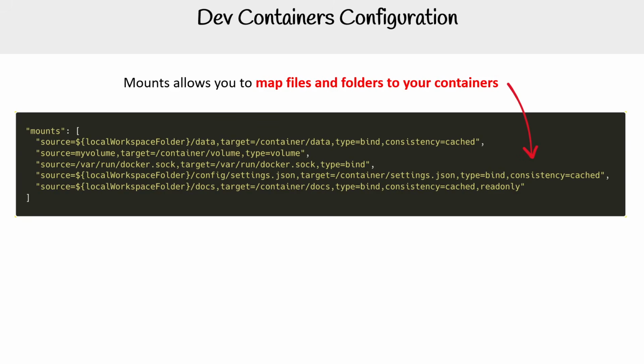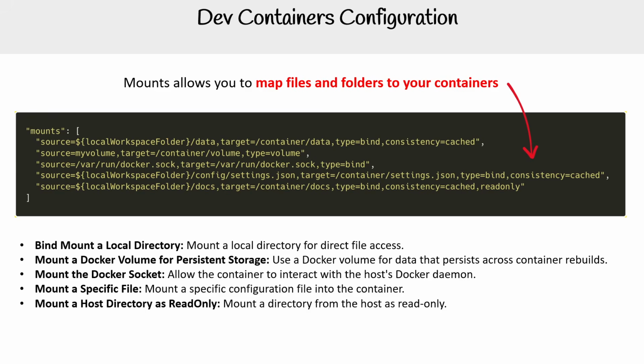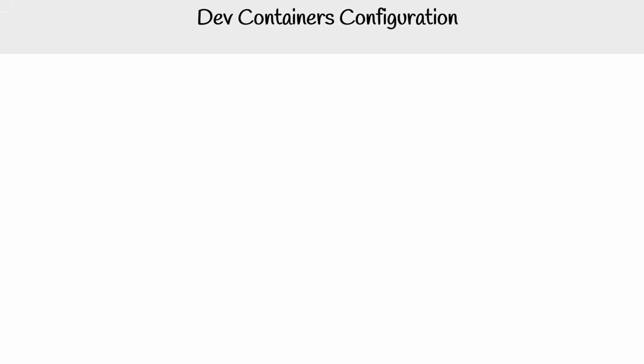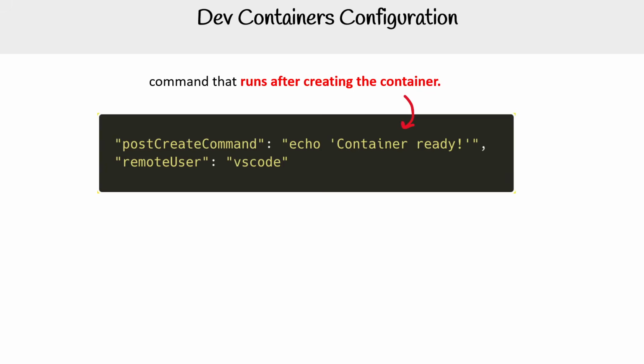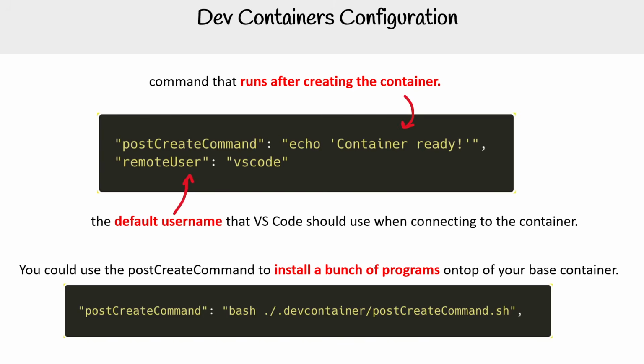So we'll take a quick look here at some of the options. We can bind mount a local directory, mount a Docker volume for persistent storage, mount the Docker socket, mount a specific file, or mount a host directory as read only, okay? The command that runs after creation is the post create command. You can set the default username that VS Code should use when connecting to the container. You could use the post create command to install a bunch of programs on top of your base container, and that's pretty much it. So there is obviously a lot that goes in with these dev containers.